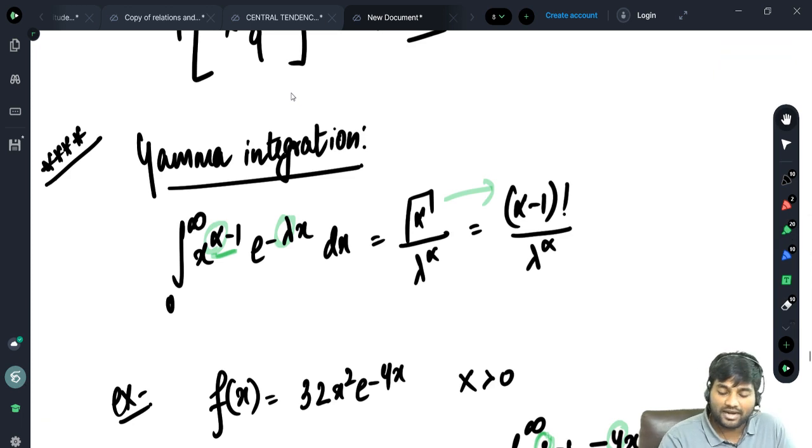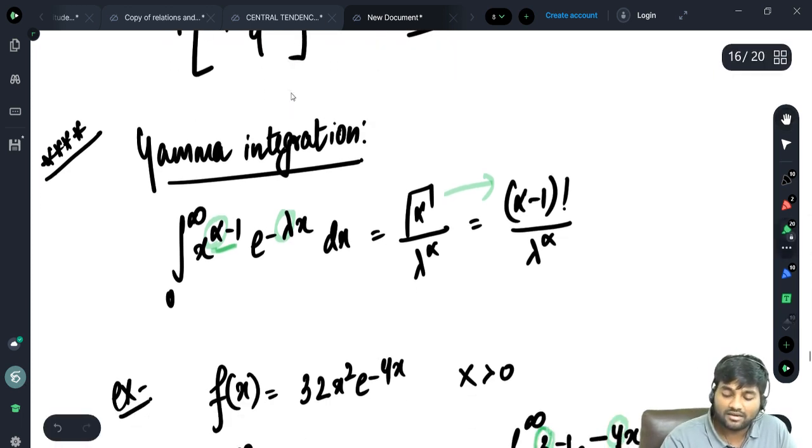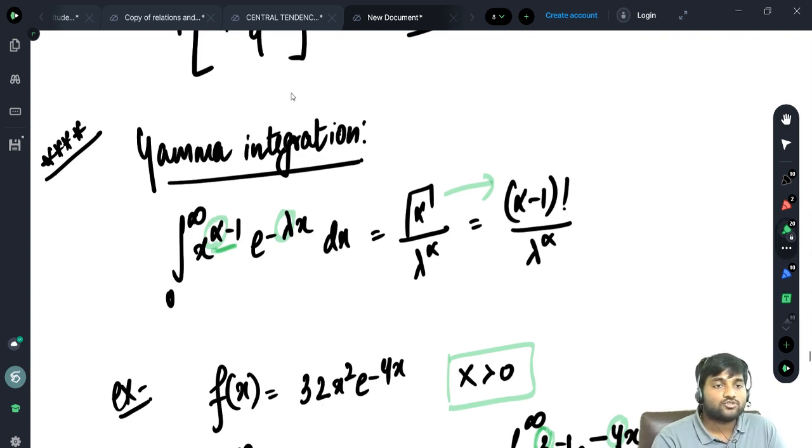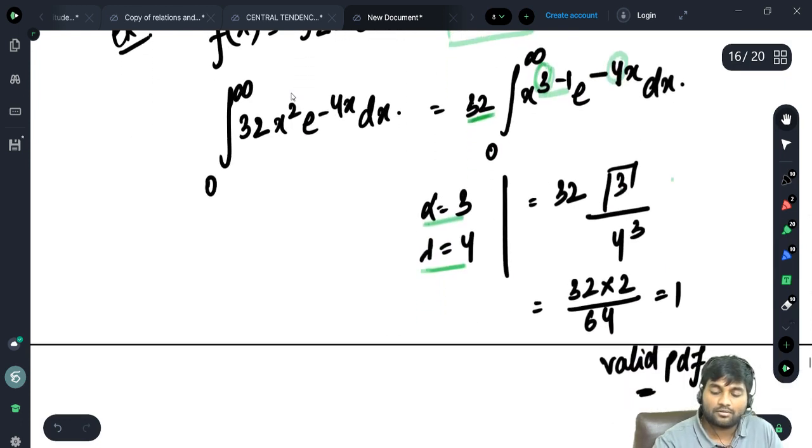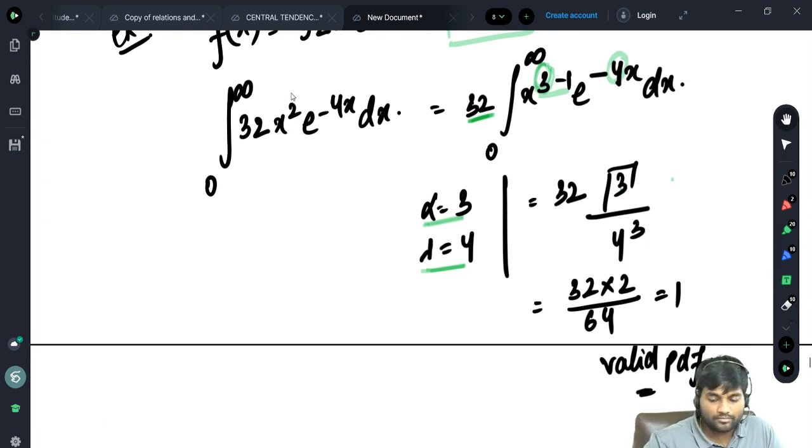But keep this in mind that the range will be x greater than 0, meaning 0 to infinity only, we will be able to apply gamma integration. Students, the common mistake is that in the range of 0 to 1 also they apply gamma integration. But it will always be 0 to infinity. Gamma 3 is 2 factorial, which is 2. Okay.